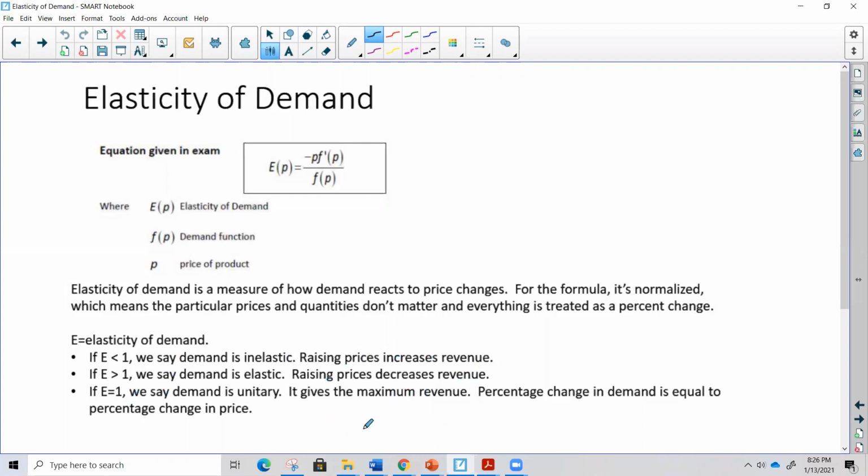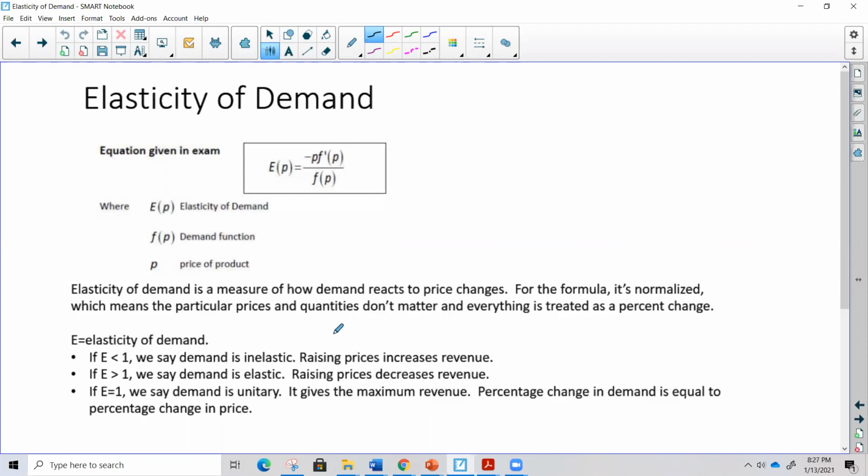And when this occurs, it's giving you the maximum revenue. So whatever that P value is, it gives us the maximum revenue. And the percentage change in demand is equal to the percentage change in price. So anytime we get 1, we're saying the percentage change in demand is the exact same as the percentage change in the price.